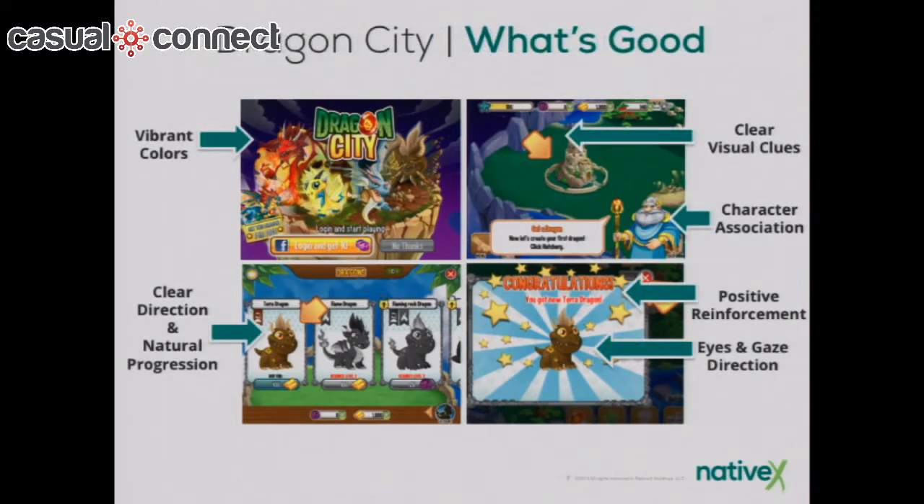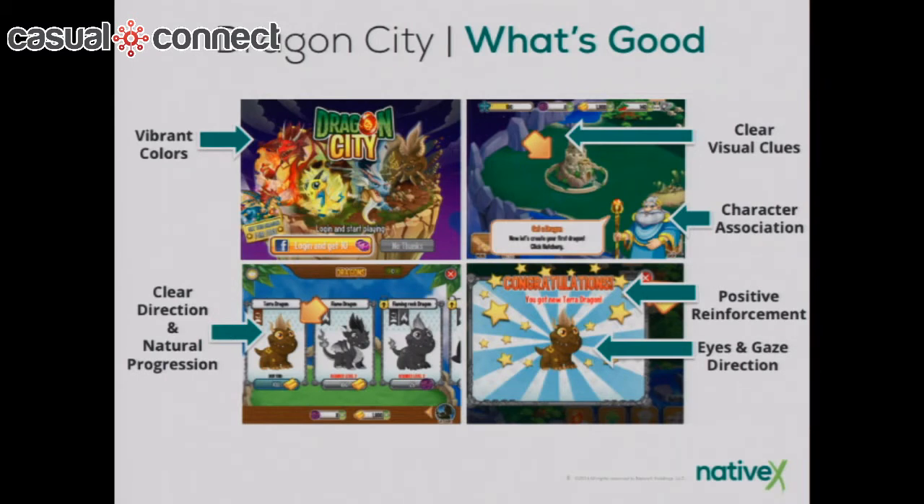The first step here in the top left in Dragon City, you'll notice they're pretty vibrant colors. This is really going to capture your attention right away. Second step, they're using strong visual cues such as the arrow shapes. They're also using strong character association to draw your attention to the text. It's a great thing to do.